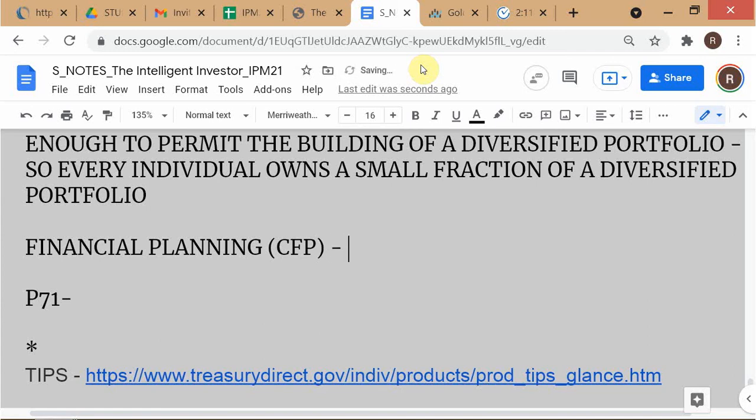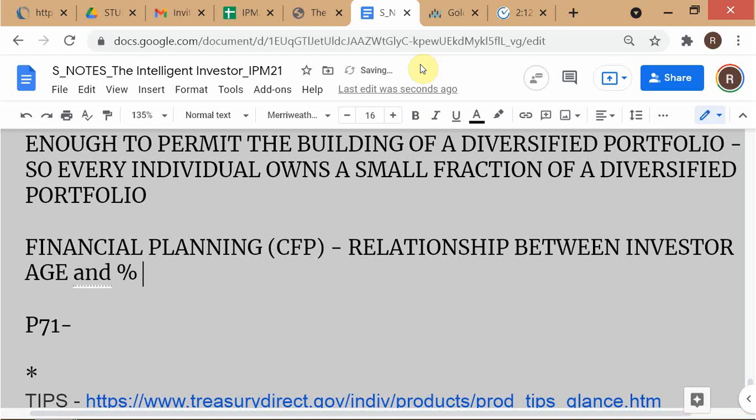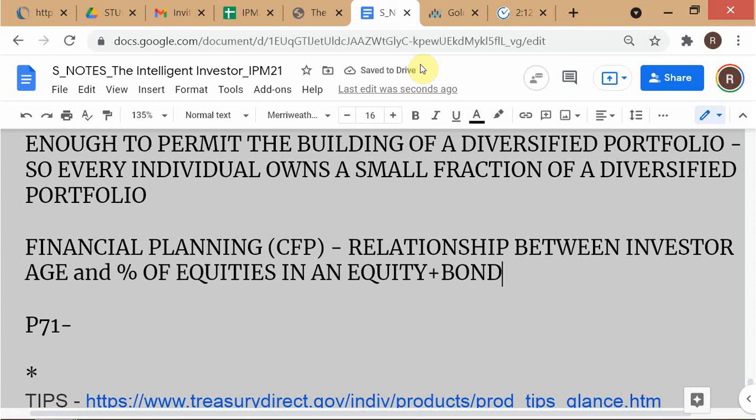Now, financial planning. The question I want to ask you is, make sure that you understand this concept, a general theory within financial planning: the relationship between investor age and the percentage of equities in an equity plus bond portfolio. I'm clarifying, this portfolio does not have things like currencies and real estate. The percentage of equities in an equity plus bond portfolio, if you have a portfolio which has equities and bonds.